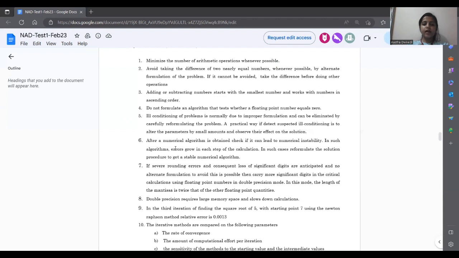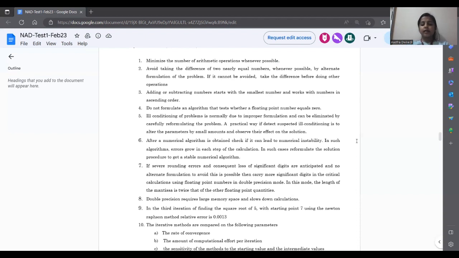Next, after a numerical algorithm is obtained, check if it can lead to a numeric instability. In such an algorithm, errors grow in each step of calculation. In such a case, reformulate the solution procedure to get a stable numeric algorithm. This statement also seems partially true. The same reason can be valid.